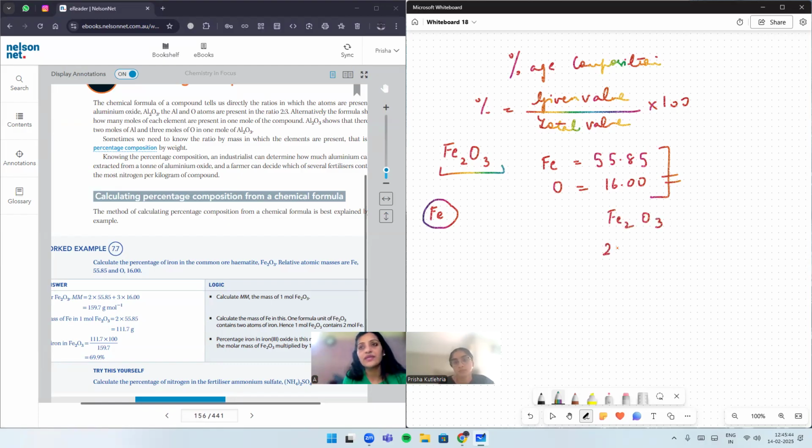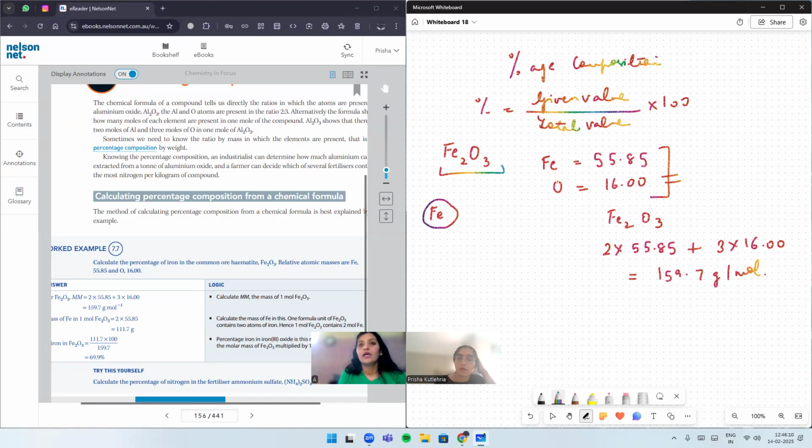So you are going to calculate this. This will be twice of 55.85 plus thrice of 16.00. Now you have to tell me what it is going to be. 159.7. 159.7 gram per mole, right? So this is what I got.